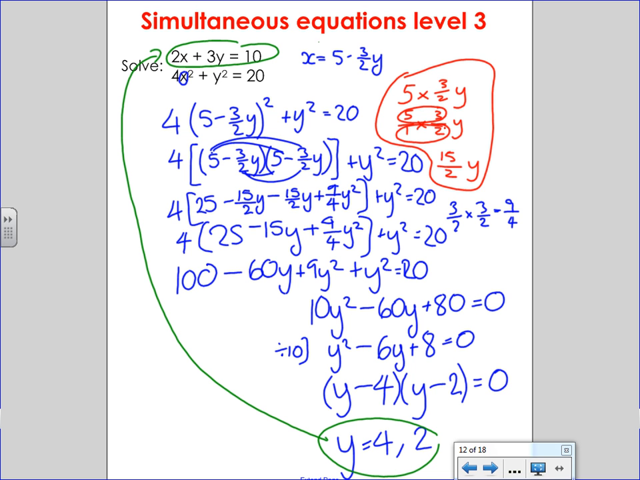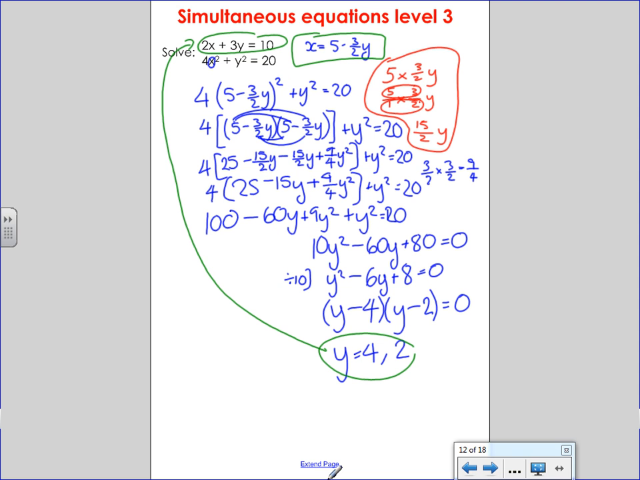Okay, so let's now take our y solutions and always go back to the easier equation. Actually, specifically, the rearranged form of the easier equation, and then use that to find out x. So when y equals 4, x is 5 minus 3 over 2 lots of 4. So that's 3 times 4 is 12 over 2, so 6. So 5 minus 6 equals minus 1.